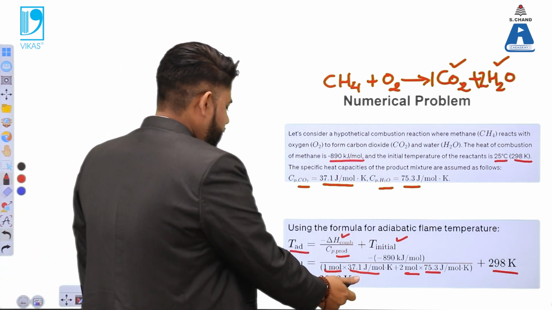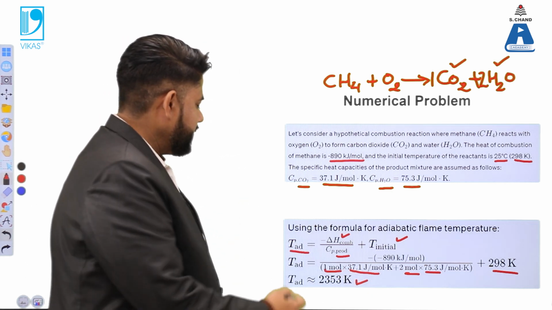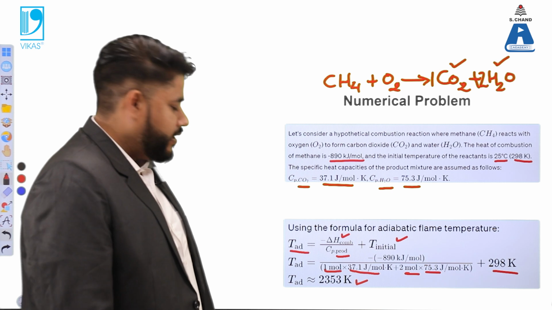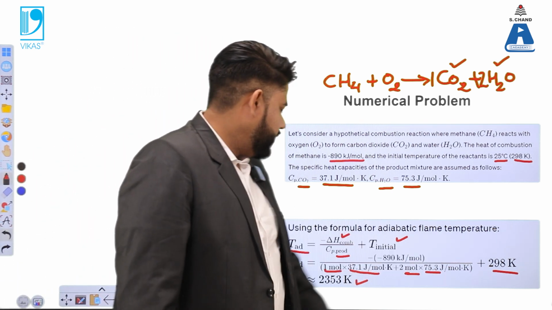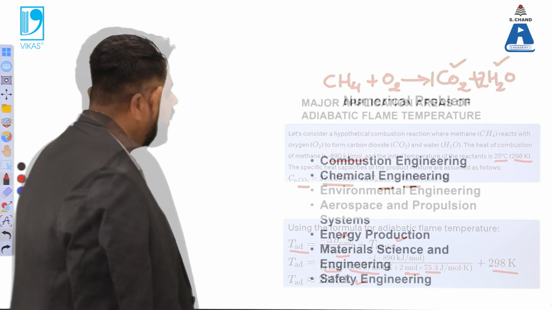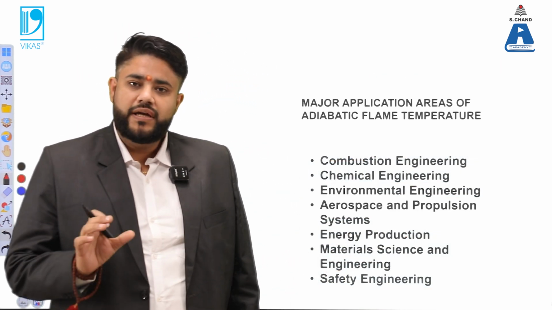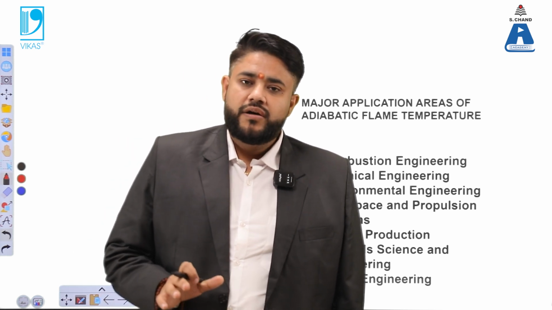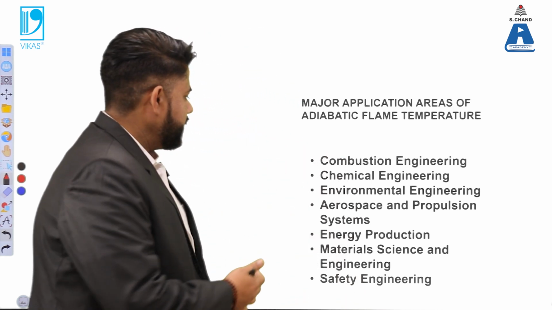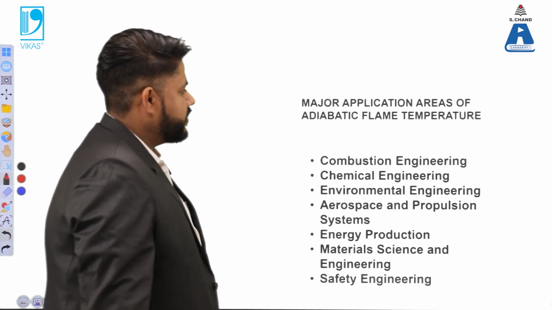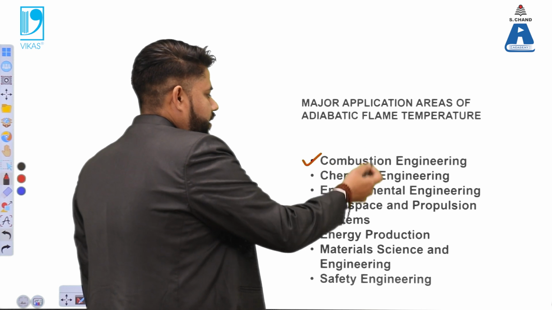So substituting all these values, you will get this adiabatic flame temperature as this value, which is 2353 kelvins. So this is the particular value, because this would be summed up with this particular part. Now we will be coming to the specific application areas in engineering related to the concept of adiabatic flame temperatures. These are certain application areas in which this adiabatic flame temperature is applicable, in which number 1 is combustion engineering.